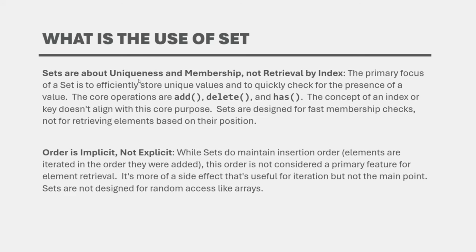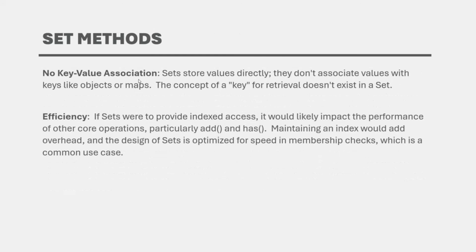Also, in set, order is implicit, not explicit. That means while sets do maintain insertion order, that means elements are iterated in the order they were added, this order is not considered a primary feature for element retrieval. It's more of a side effect that is useful for iteration. So sets are not designed for random access like arrays. Then in sets, we store value directly. We do not have any key value pair in sets.